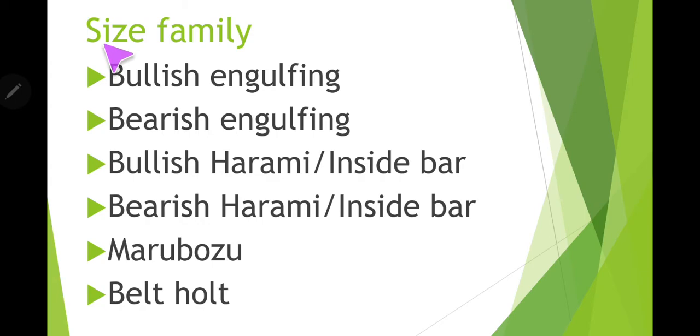Under size family, we've got bullish engulfing, bearish engulfing, bullish harami or inside bar, bearish harami or inside bar. We've got marubozu and the belt hold. So bear in mind that the candles under the size family are given the names according to the size of the candle in relation to the previous candle or the following candle.